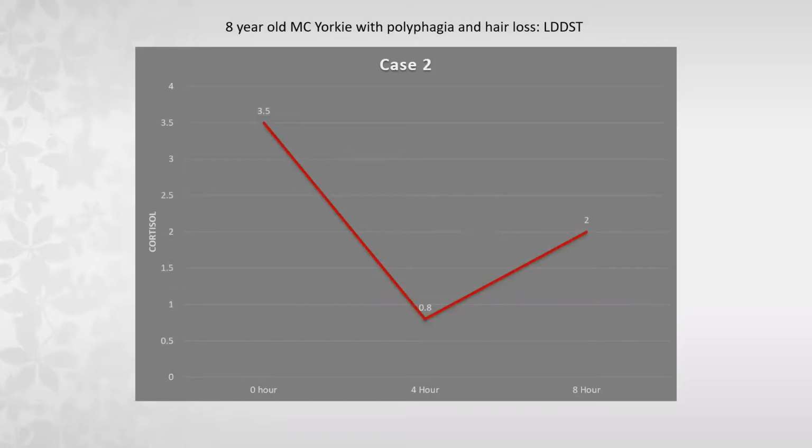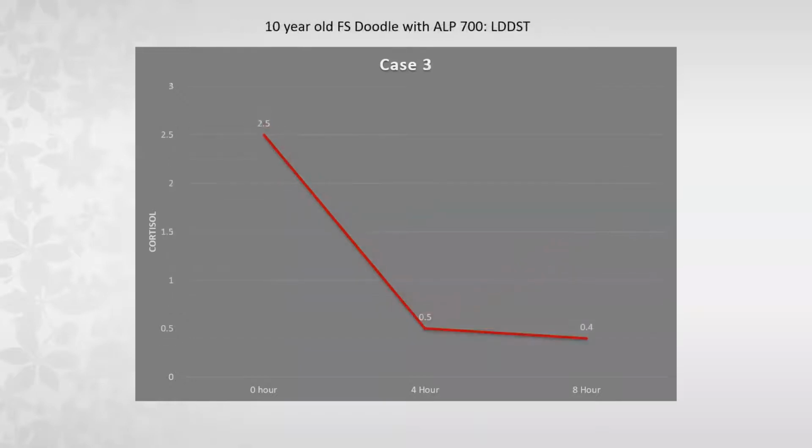We have an 8-year-old male castrated Yorkie with polyphagia and hair loss. We decided to do a low-dose DEX. 0 hour, 3.5. 4 hours, 0.8. That is a more than 50% drop. That is a suppression at 4 hours. At 8 hours, we have 2. Again, we suppressed at 4 and escaped at 8. This is pituitary-dependent hyperadrenocorticism, or consistent with it. Next slide.